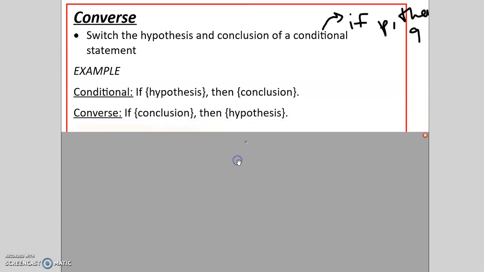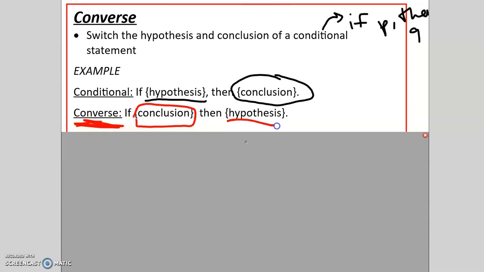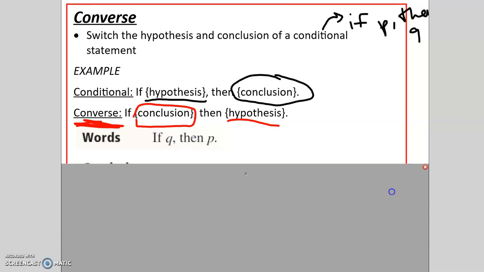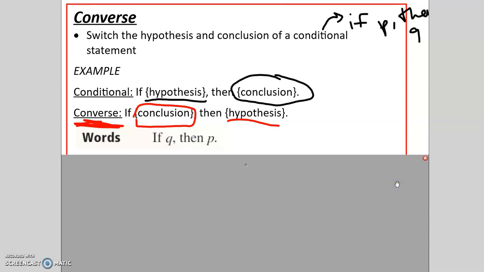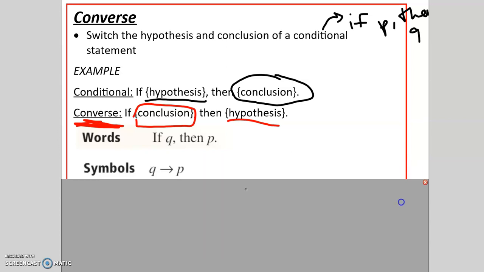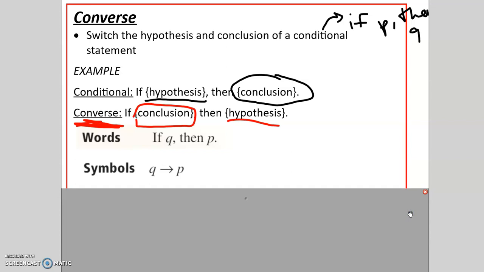Here's the example. Look, my conditional: if my hypothesis, then my conclusion. Notice, guys, now the converse is if my conclusion happens, then my hypothesis. Converse just wants us to take those two P's and Q's and flip them. Here's what it looks like in words. If Q, then P, it's the exact opposite of the conditional statement. And there's my symbols. Notice the Q implies P. Okay, it's flipped.